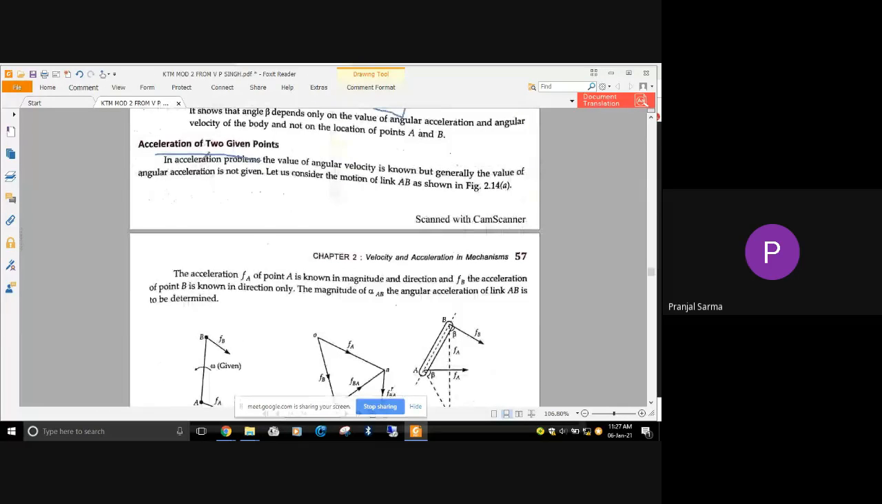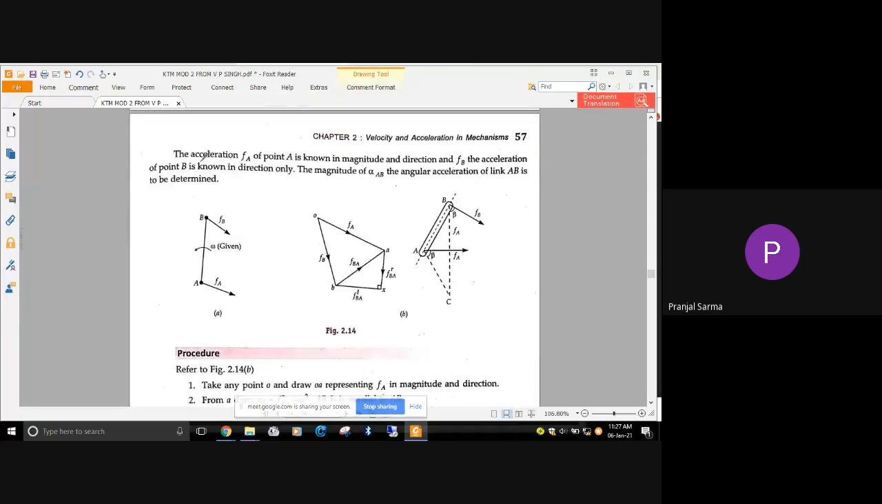Now we'll consider a situation where the accelerations of two given points are given. Suppose FA and FB are given, and the magnitude of angular acceleration has to be found out. So let's consider this as the link AB, and in this direction it is moving with an angular velocity omega. Now for point A, F suffix A be the acceleration, and the direction is this direction. F suffix A is the acceleration of point A.